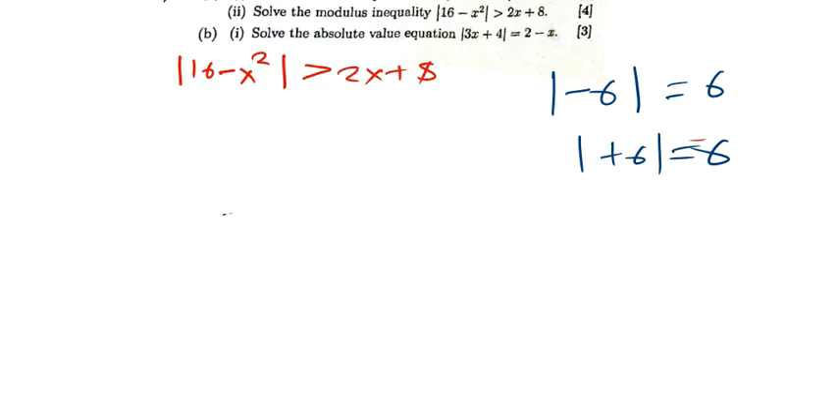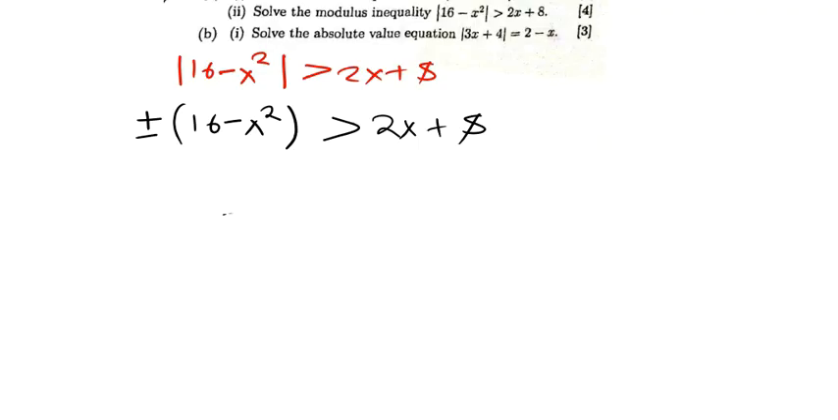That's what it implies. So using that very idea, we can't really work with the modulus when you're trying to solve it. So we can instead introduce brackets and place plus or minus. What that means is we don't care whether it's negative or positive, because once it's outside, it is going to be positive. So plus or minus, when can it be greater than 2x plus 8? We've got two possible cases, and we should account for both.